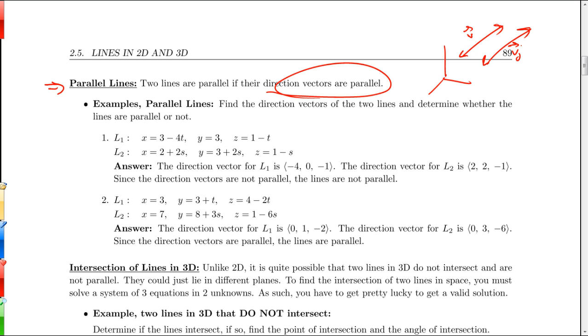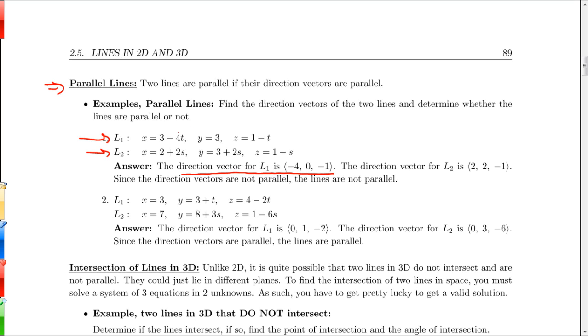And so that's easy enough to show whenever you try to test for parallel lines, as is demonstrated in this example. I have one line, L1, another line, L2. Let's see if they are parallel or not. Well, you look for the direction vector for L1. The direction vector for L1 is negative 4, 0, there's nothing in front of it, there's no t, and negative 1. So negative 4, 0, negative 1. The direction vector for the second line is just 2, 2, negative 1, right there.